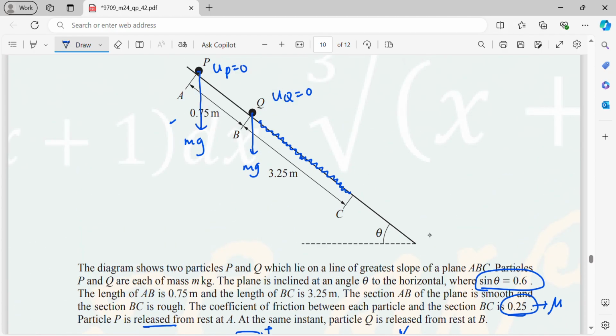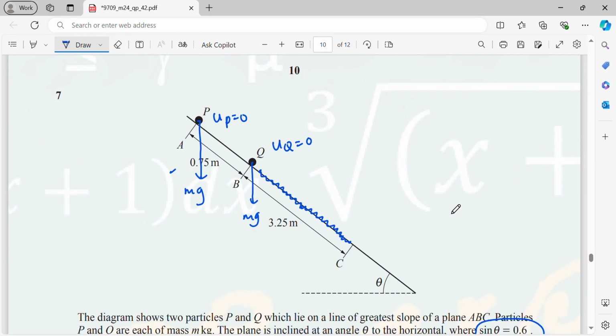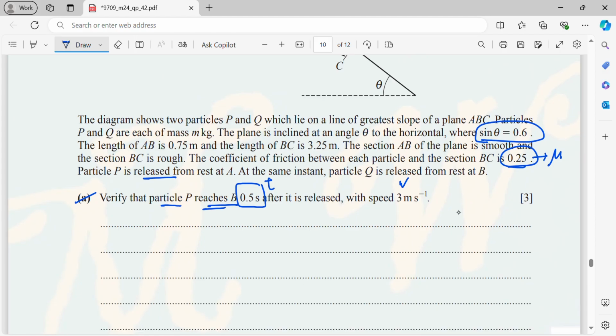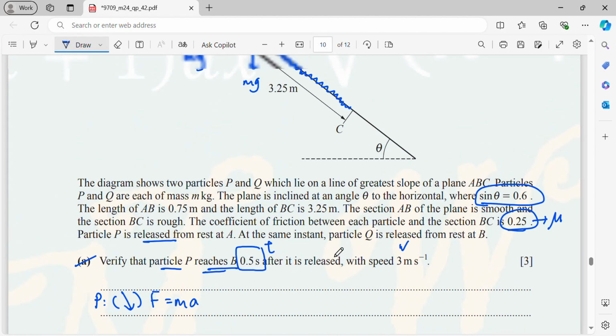That means it has traveled for 0.75 meters. So now since this is in the inclined plane, we need to find out what is the A first, the acceleration. So now I will just write F equals to MA. Consider the points P. Okay, consider the points P. Going down. So F equals to MA. That means the A will be positive and all the forces in this direction will be positive.